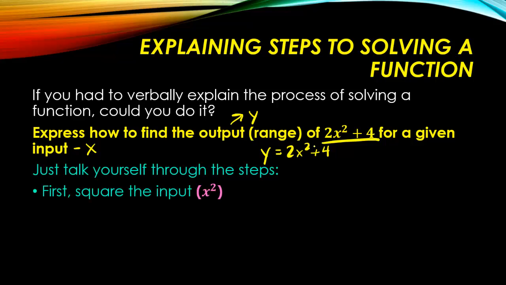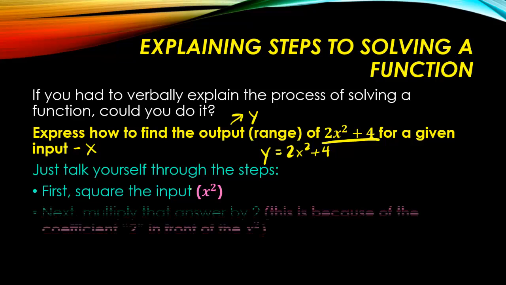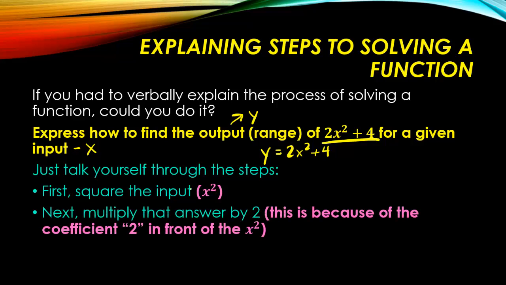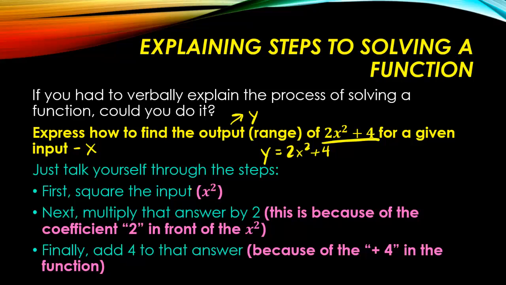Well, I would square the input, which is the x, because it's x squared. And then I would take that number and multiply that by 2, because of the 2 in front of the x squared, because 2 is a coefficient. And then I would add 4 to the answer.